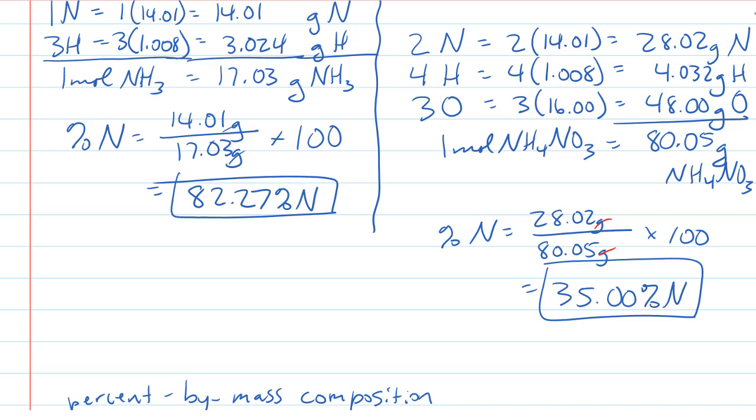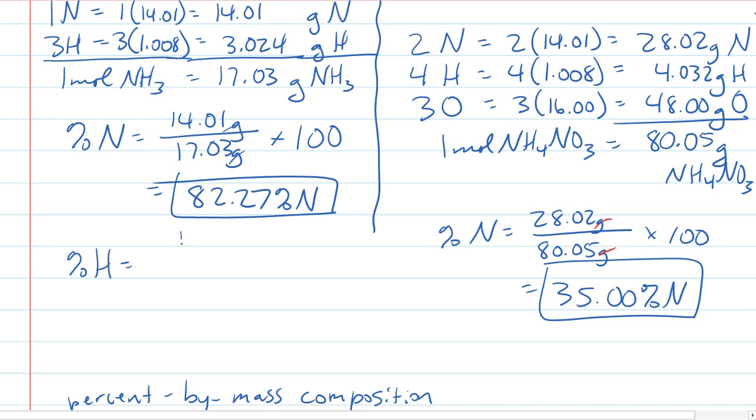And so to find the percentage of hydrogen, one of the ways we could find it would simply be to do the same thing, that is take the part, divide it by the whole, multiply by 100. So we could take the 3.024, divide it by the 17.03, and then multiply by 100. Or, what would be another way we could arrive at this answer? Subtract from 100, exactly. Because the percentages should sum to be 100%.